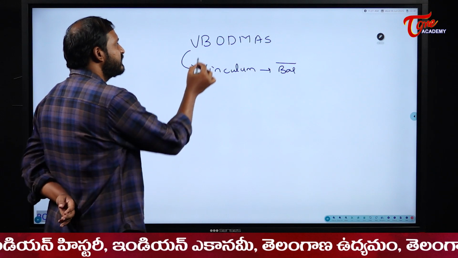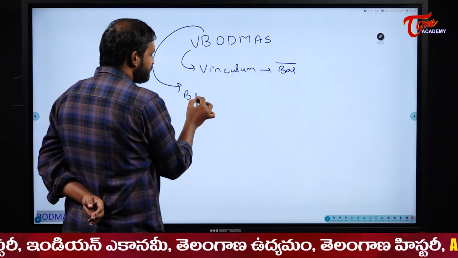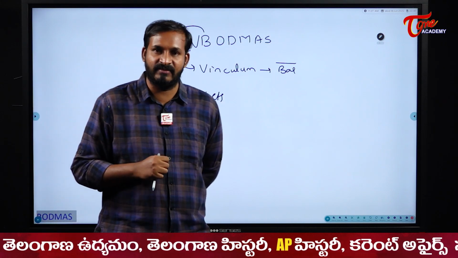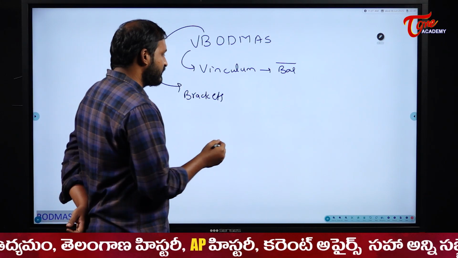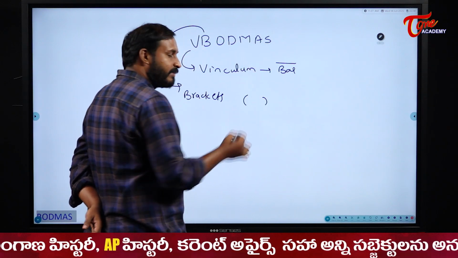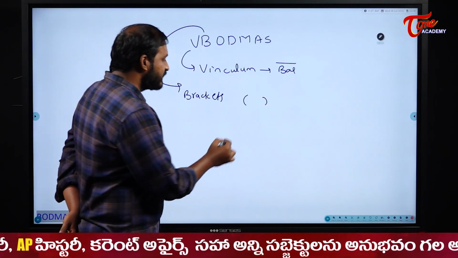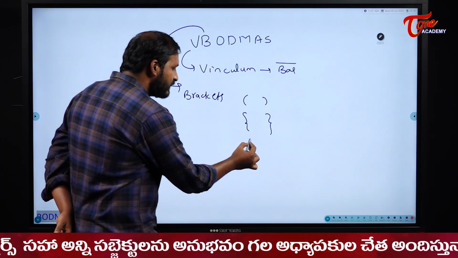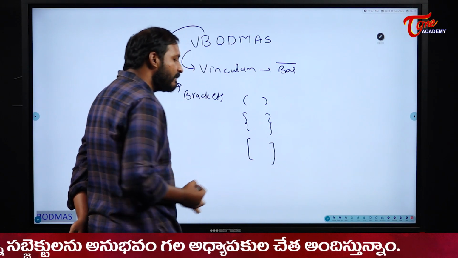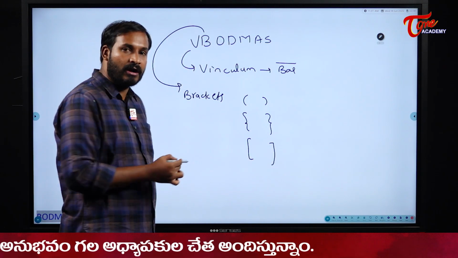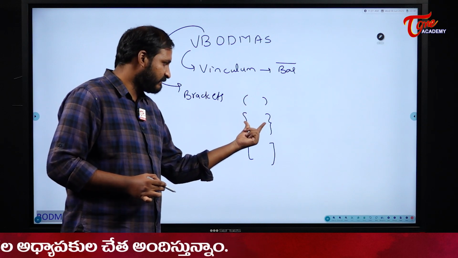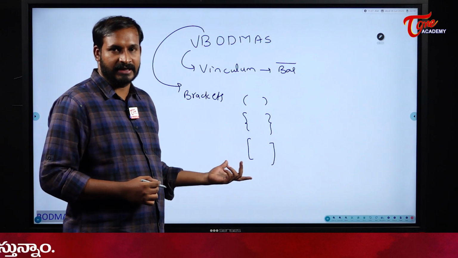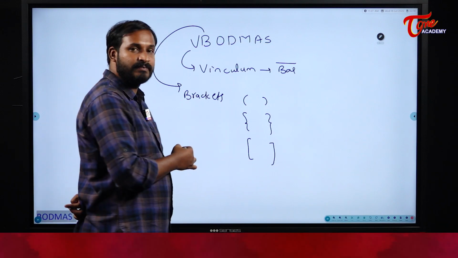So what happens? See, this B means what? Brackets. So these brackets also, there will be three types of brackets, right students? The first one should be a small bracket. Next one is a flower bracket. And the last one is a square bracket, or we can also call it a big bracket. So in brackets also the order is first small bracket, next flower bracket, and then the square bracket. Okay, so this is the order of these brackets.